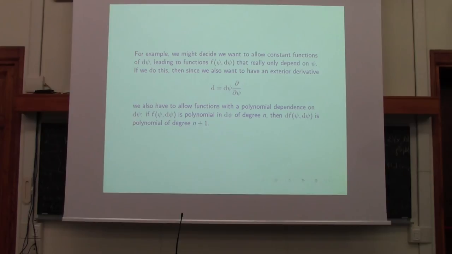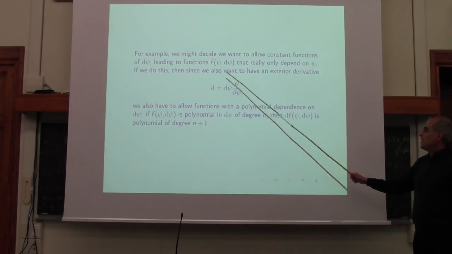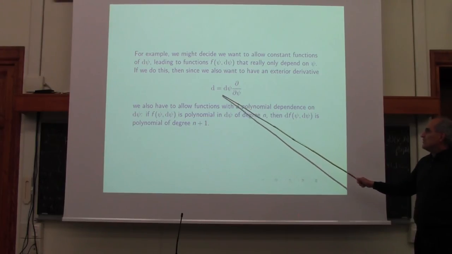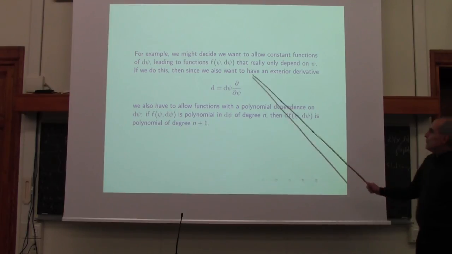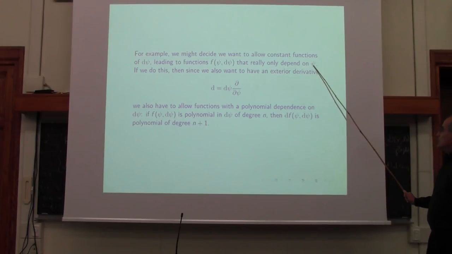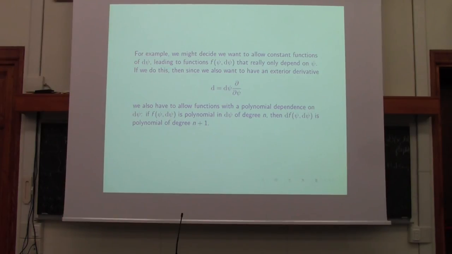If we do this, then since we also want to have an exterior derivative, we run into the following fact. Acting on a function of only psi, d will produce a function that's linear in d psi. And then, if we want to be able to act with d on a function that's linear in d psi, we'll get a function quadratic in d psi. So, basically, if we want a reasonable class of functions that includes functions only of psi, on which the exterior derivative acts, then we have to allow functions with a polynomial dependence on d psi.